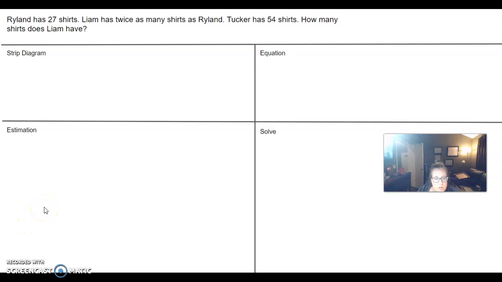All right, now it is your turn. So you're going to have two problems. One problem is going to be a one-step problem, and one is going to be a two-step problem, and it's going to be your job to figure out which one is which. So here's what the first problem says. Ryland has 27 shirts. Liam has twice as many shirts as Ryland. Tucker has 54 shirts. How many shirts does Liam have? You're going to draw a strip diagram, equation, estimation, and you're going to solve.